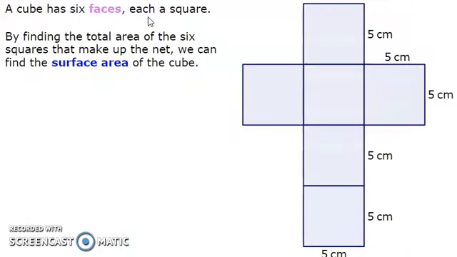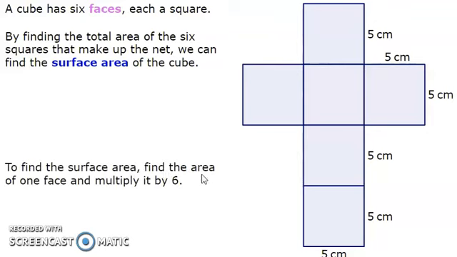A cube has 6 faces, each a square. By finding the total area of the 6 squares that make up the net, we can find the surface area. As I told you in the beginning, each side has equal length. Suppose each side is 5 and 5, so 25. There are how many such squares? Each square having area 25 square centimeter. There are 6 such faces. To find the surface area, find the area of one face and multiply it by 6.